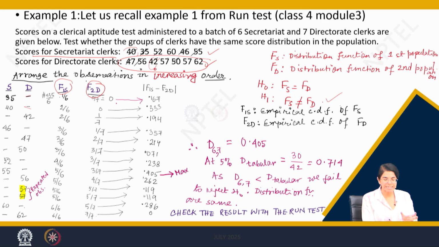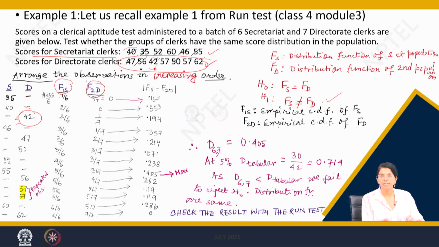So 0 by 7 is equal to 0. Now try to fill all of the points. If I am sticking to 42, what will be the empirical CDF for 42 for the first sample? Same here. How many observations from the first sample are less than or equal to 42? Look at the first sample batch, less than or equal to 42. How many observations are there?